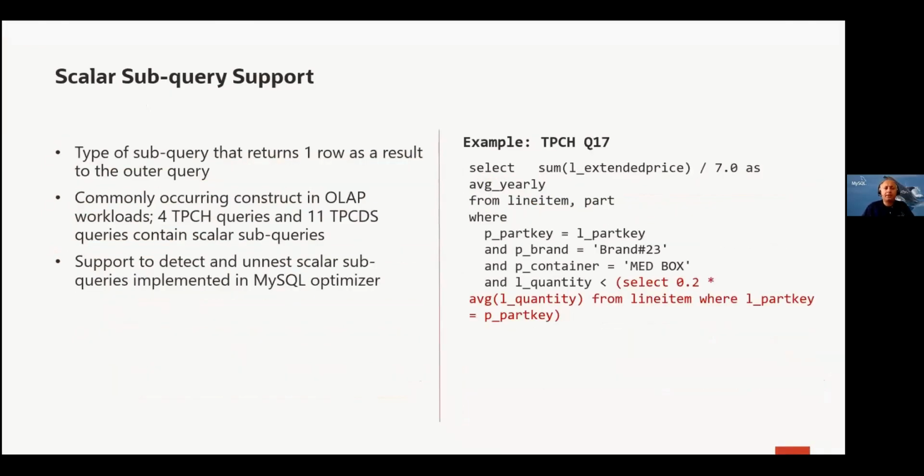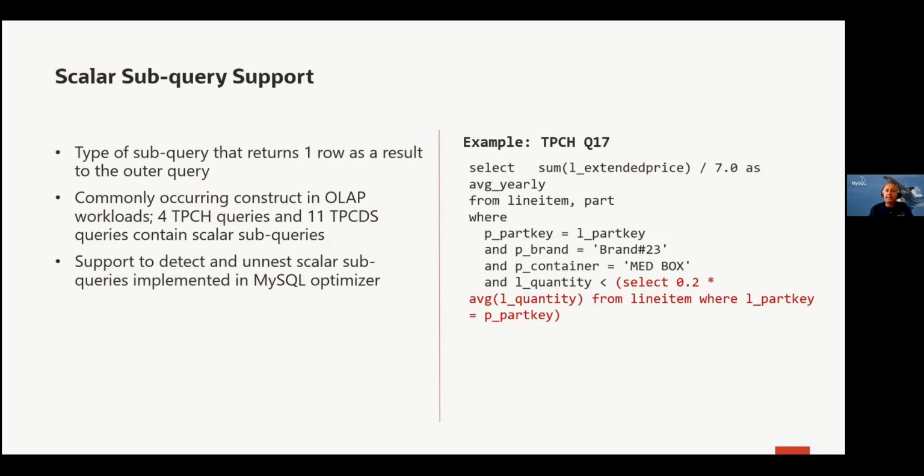The next construct which we are supporting, which is again a very popular one, is scalar subqueries. Scalar subqueries are a class of subqueries which return just one row. As shown in this example on the right-hand side, which is one of the TPCH queries, there is this query, and then there is a subquery, but this subquery is returning one row. That's what a scalar subquery is. Many of the TPCH workloads have scalar subqueries, so do TPCDS. And this is a construct which we now support.